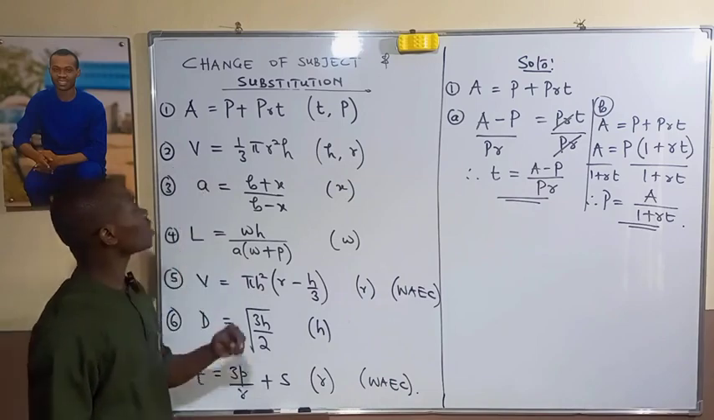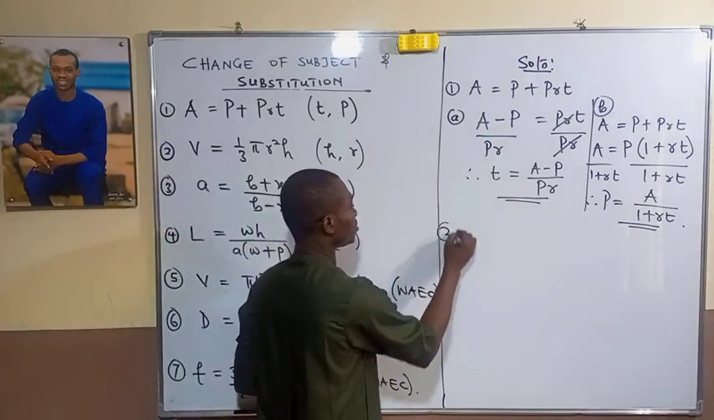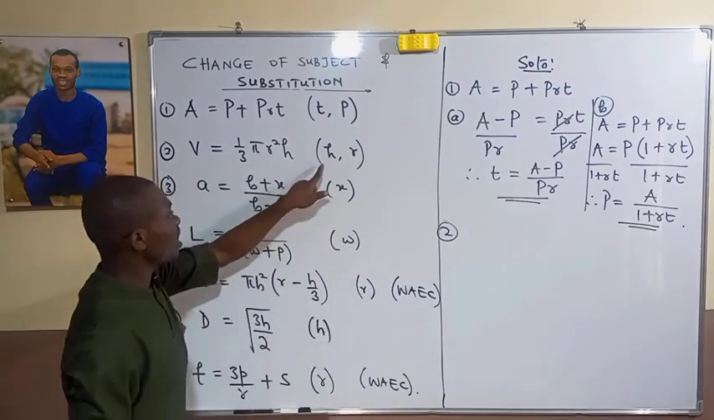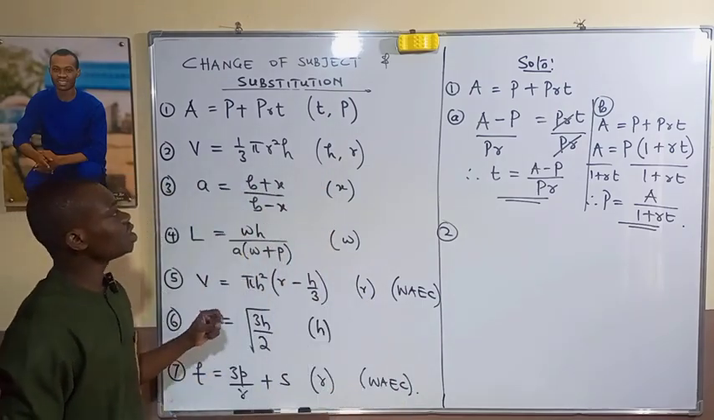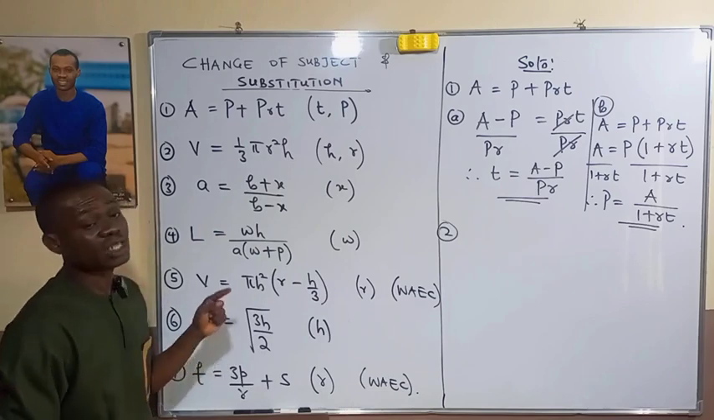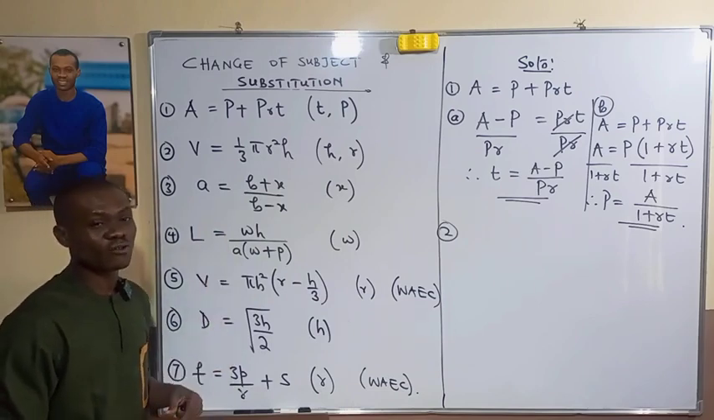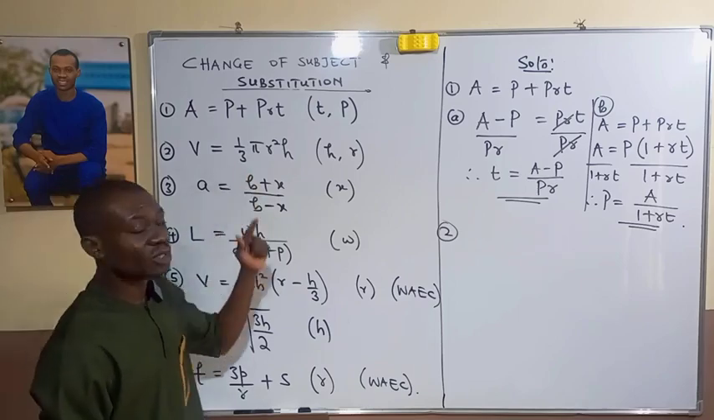So we go to the second one. In number 2, we are to make H the subject. In this case, I am going to do H alone, and I will allow you to do R. So what are we going to do?